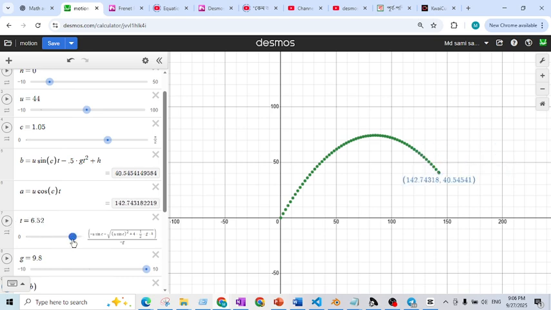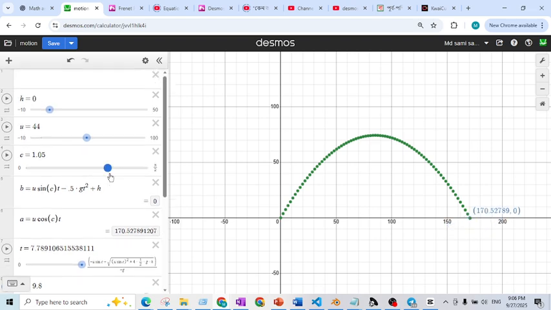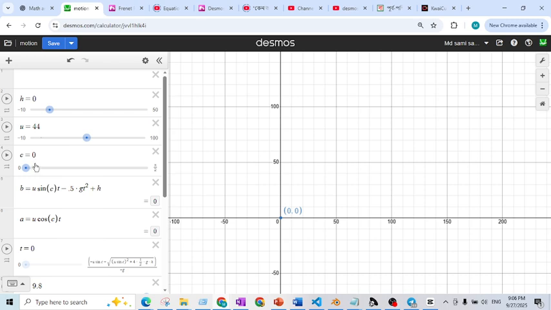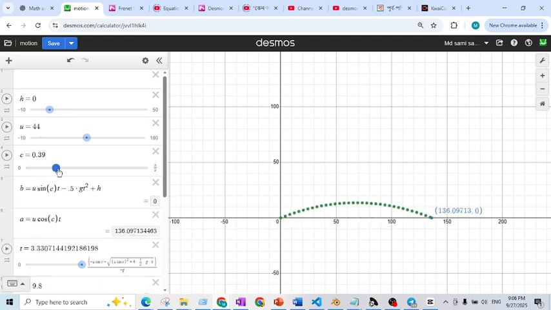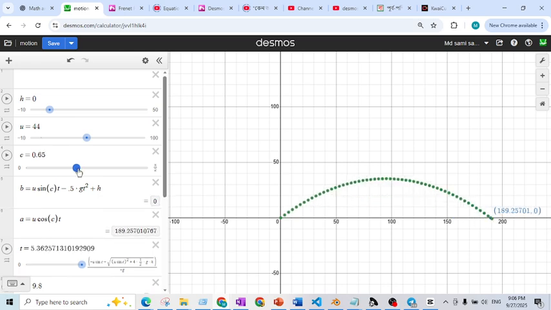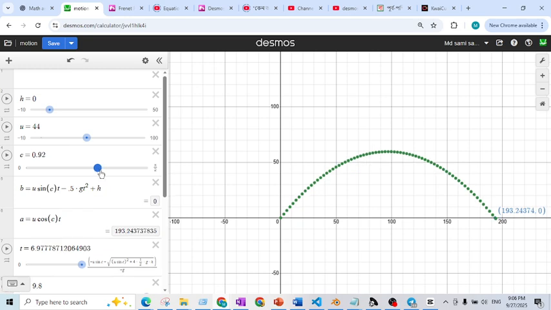Well, now let's see the effect on the trajectory of the angle. C is the angle with the horizontal. So when C is 0, the maximum distance covered is 0. Then this distance increases, and at a certain point, it's maximum.